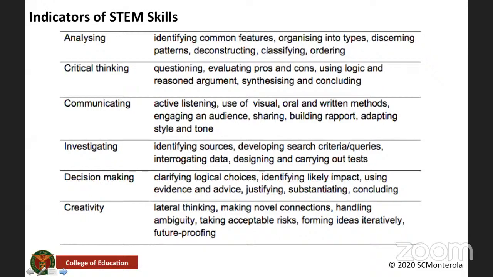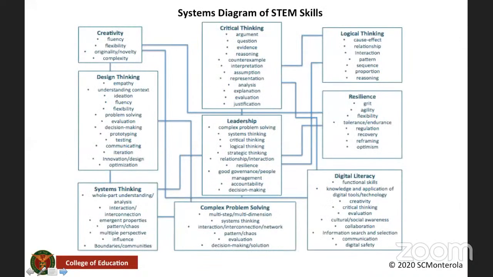So to give you other keywords on STEM skills, I'm showing you a systems diagram of STEM skills. I have added other STEM skills like systems thinking, and I've added here design thinking. For design thinking, some words related to this particular skill are the following: empathy, understanding context, flexibility, ideation, prototyping, communicating, and then even optimization. They are part of what you call design thinking.